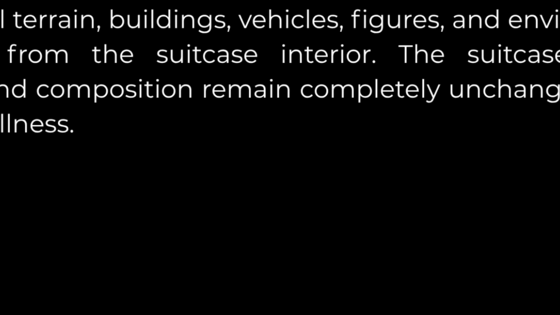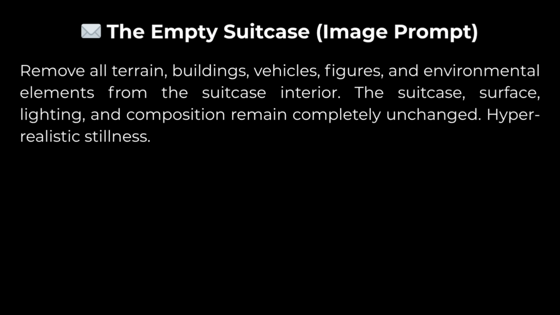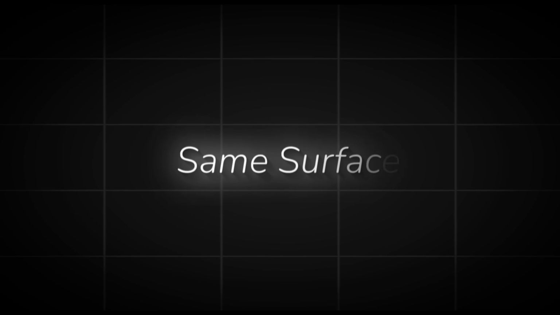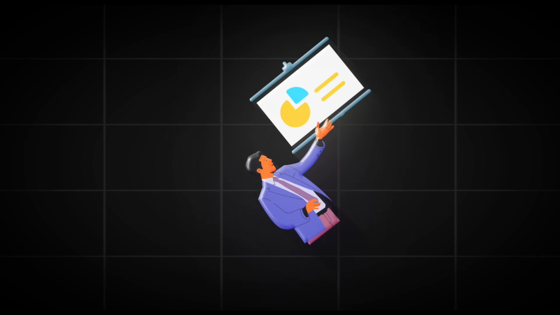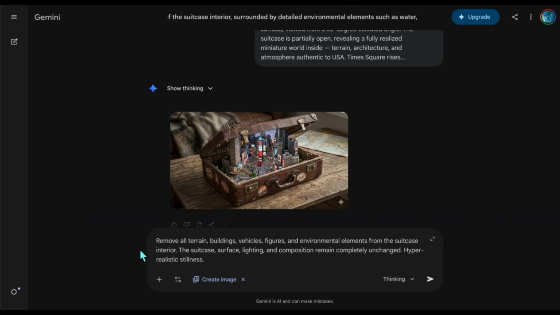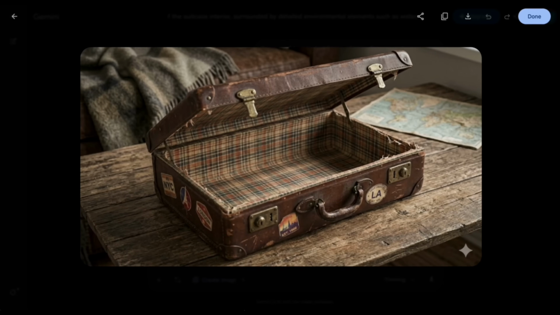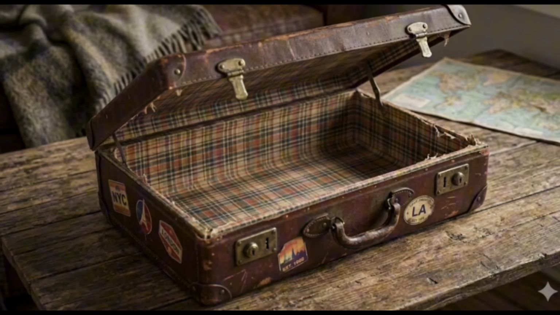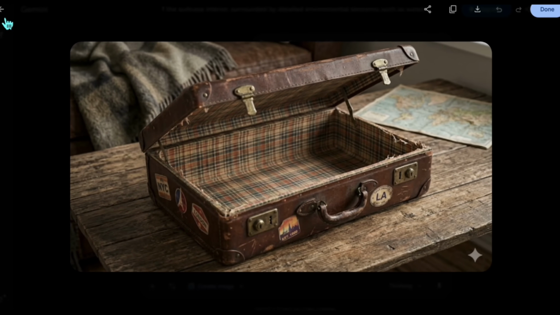The empty suitcase prompt strips every terrain and environmental element from the interior. Same suitcase, same surface, same composition, just the lining remaining visible inside. I paste the cleanup prompt and generate. Every miniature element disappears. The wooden surface, lighting, and suitcase structure remain exactly as they were.